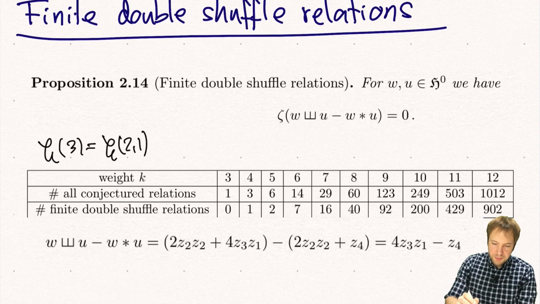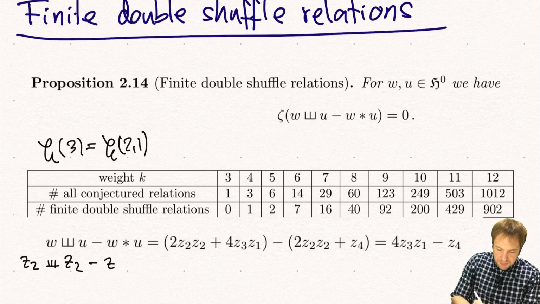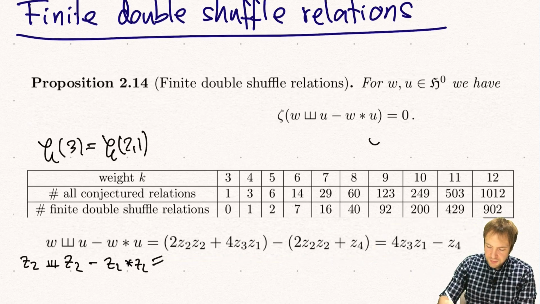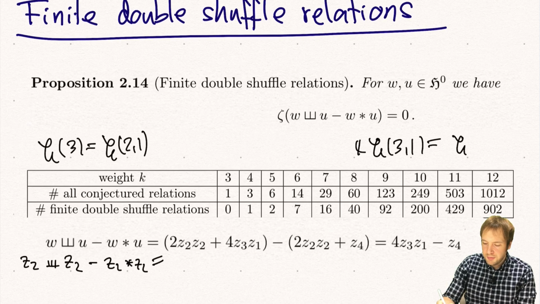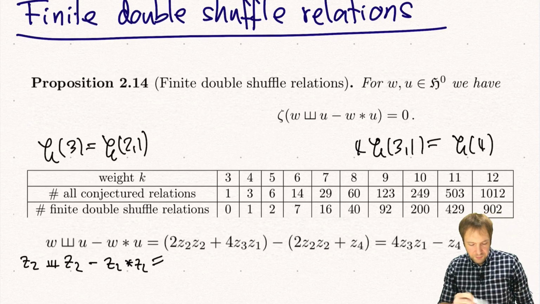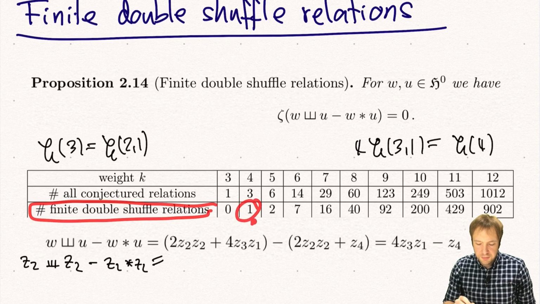So the smallest possible way is to consider the following relation. Namely, so here if I take z2 shuffle z2 minus z2 stuffle z2, I will get this relation here, which gives the relation that 4 times zeta(3,1) equals zeta(4). And here's a table of these. If you count these relations, then you see the finite double shuffle relations. The first relation is in weight 4, which gives this relation here.